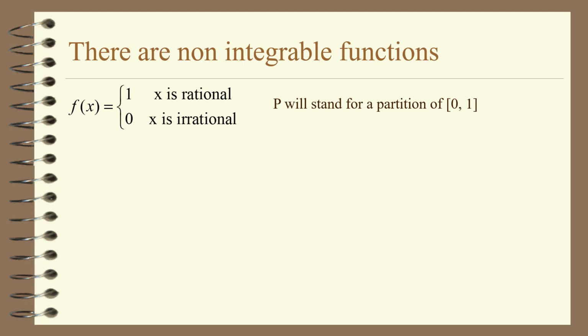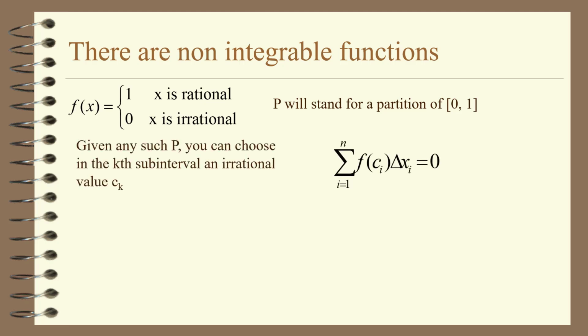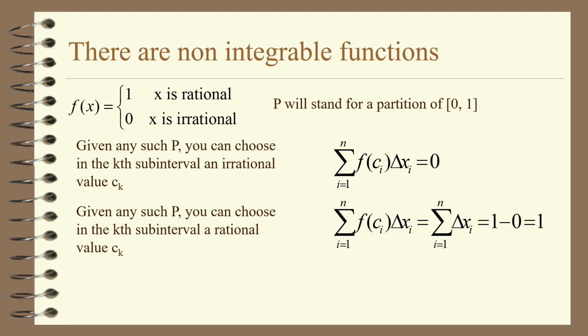So for example, this one here, if you have a function that is 1 if the input is rational and 0 if x is irrational, please let p stand for just some partition of the interval from 0 to 1. Now given any such partition, you can choose in the kth subinterval an irrational value of c sub k. Then the function at that value would be 0, and the Riemann sum, of course, is a sum of 0s, so it's 0. But given any such partition again, you could instead choose in the kth subinterval a rational number. Then the function at the value is 1, and you wind up adding up the sum of the lengths of all the subintervals, which in this case is just the length of the interval from 0 to 1.